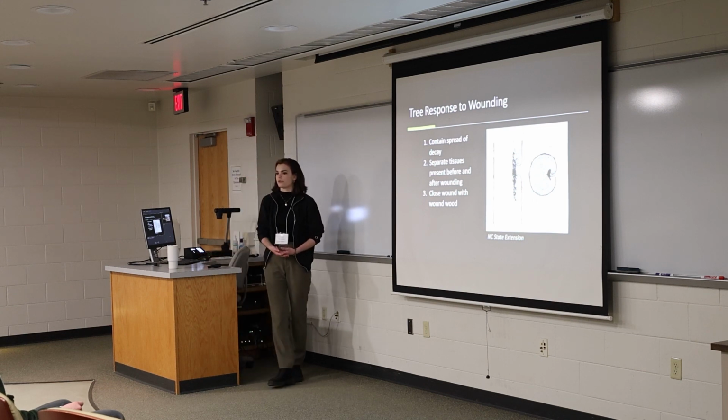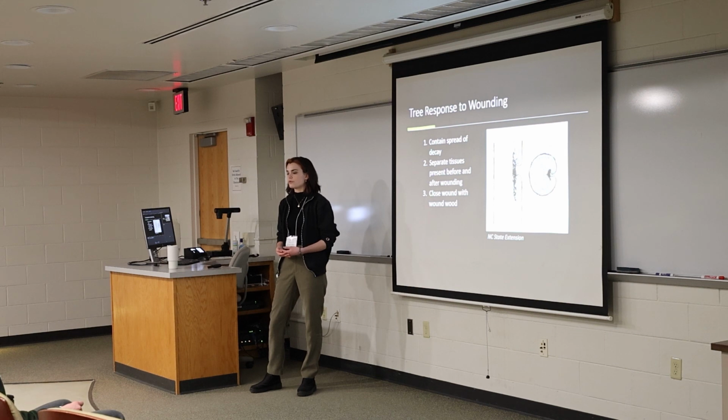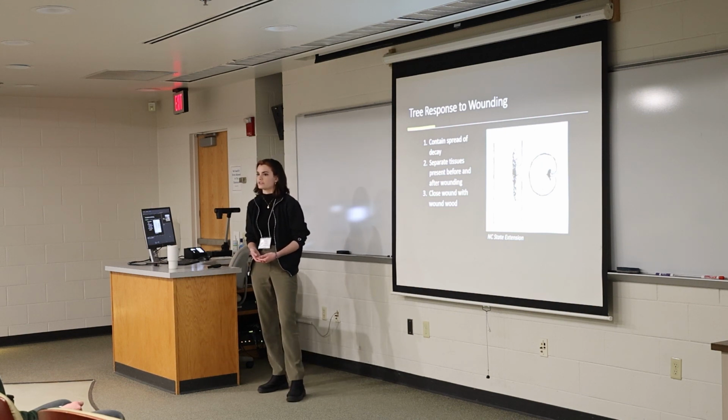When wounded, trees will do 3 things. They will first contain this rate of decay. They will do this by using 3 walls of defense, which are present at the time of wounding. Wall 1 stops this rate of decay up and down the tree. This is the weakest wall. Wall 2, the second weakest wall, prevents the spread of decay further into the tree. Wall 3, the strongest wall, prevents the radial spread of decay.